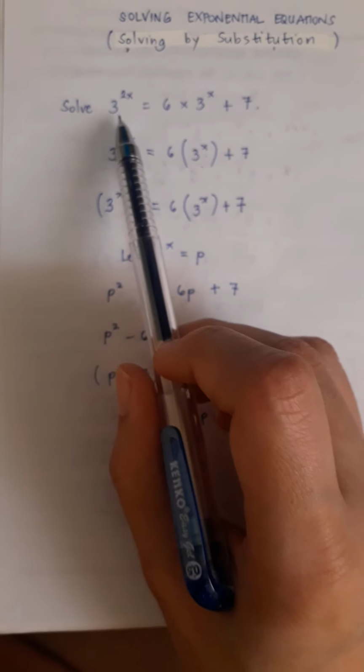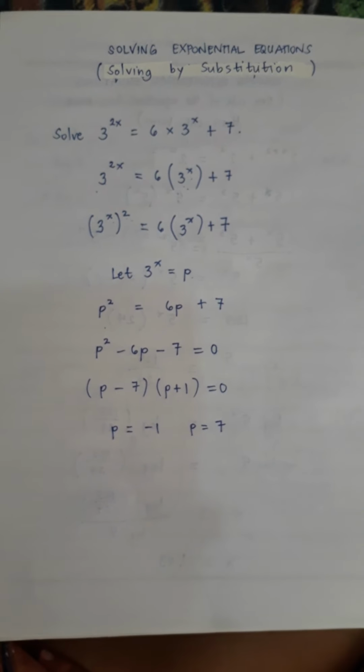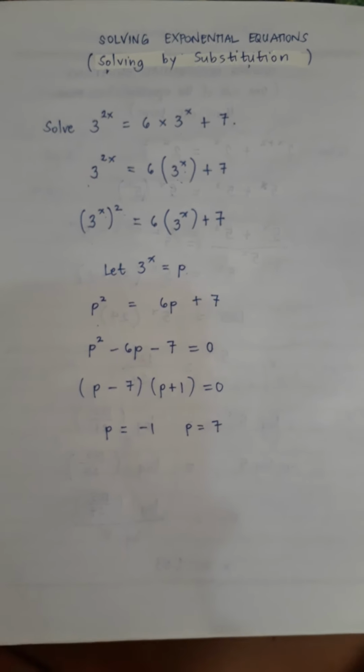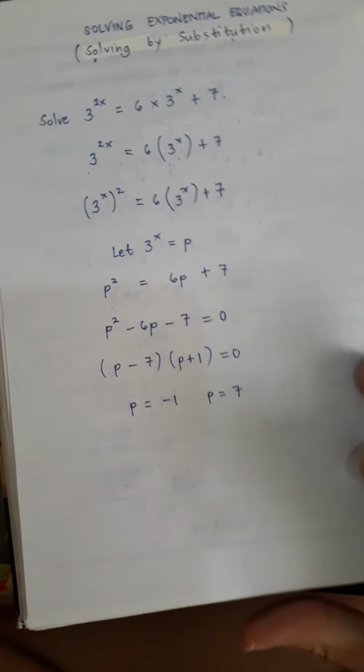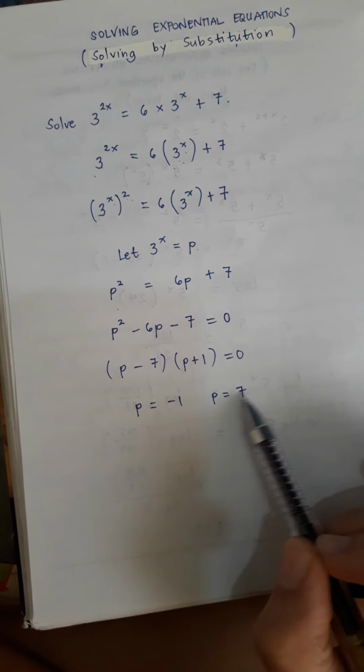But we are not solving for p. The video is a bit blurred, so we wait for the video to be clear again. We are not solving for p. The original equation that we are solving here is this, which is in terms of x. So we have to find the value of x, not the value of p. But since p is 3 to the power of x, then we can use these values to solve for x.